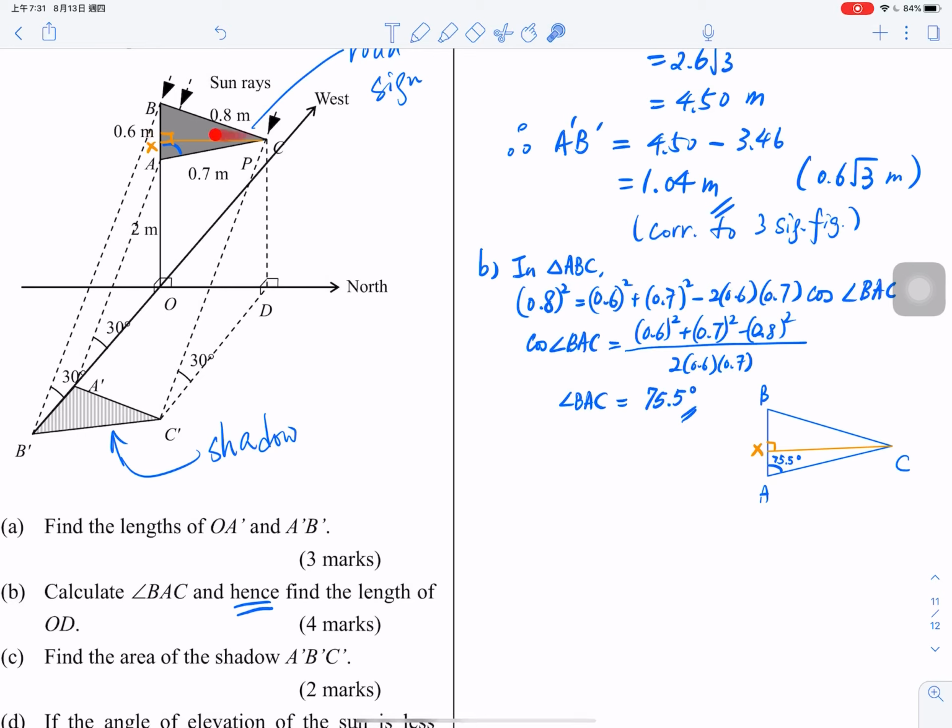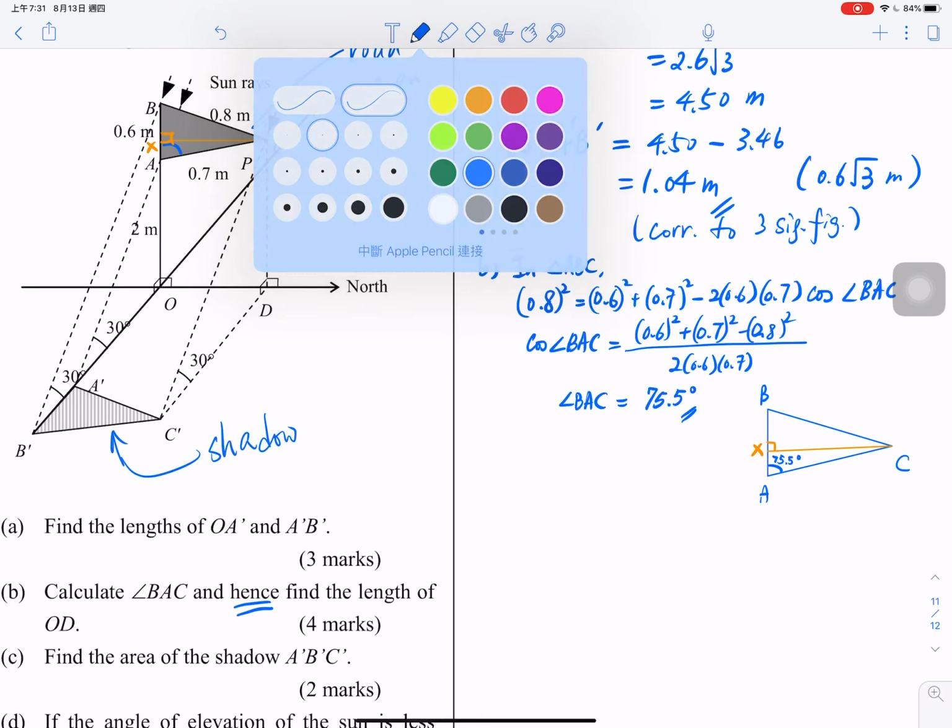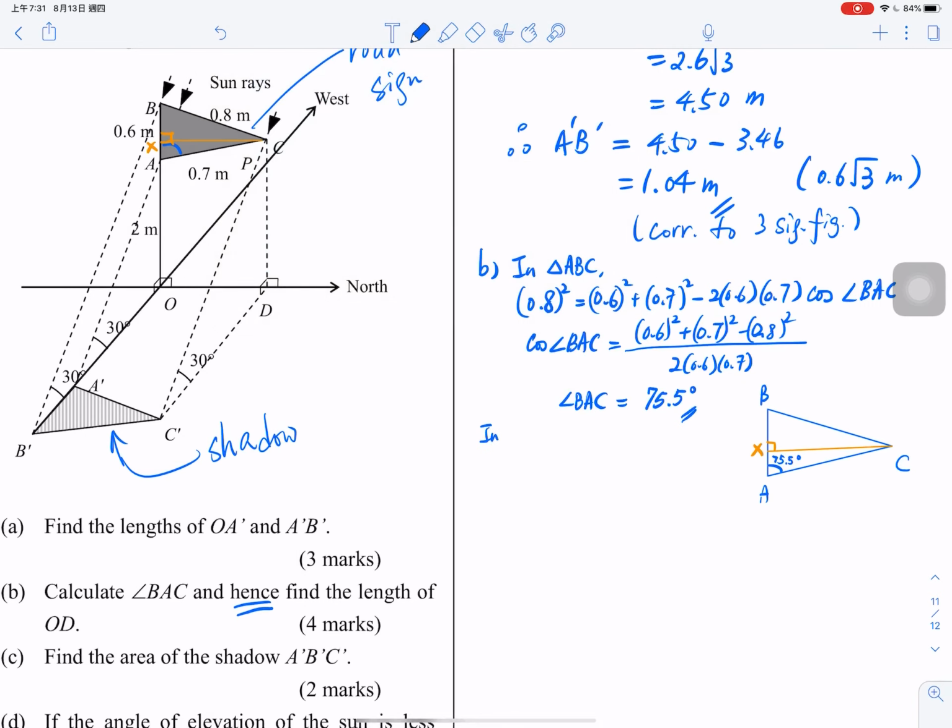So the height of a triangle here is actually the same as OD. So if we find XC, then we can find OD. So in triangle XAC, what is the simple trigonometric function that you use? Correct.